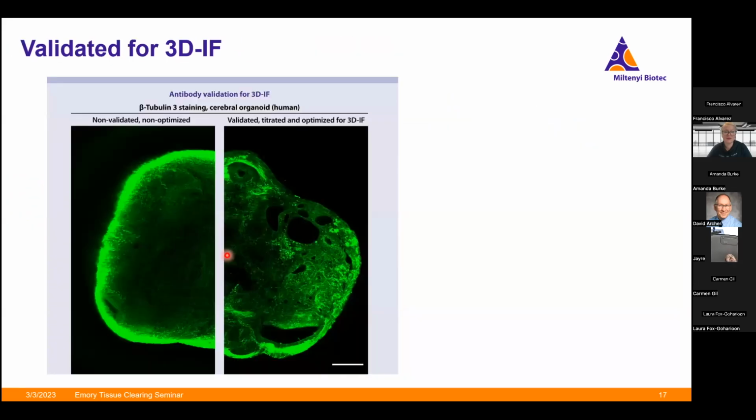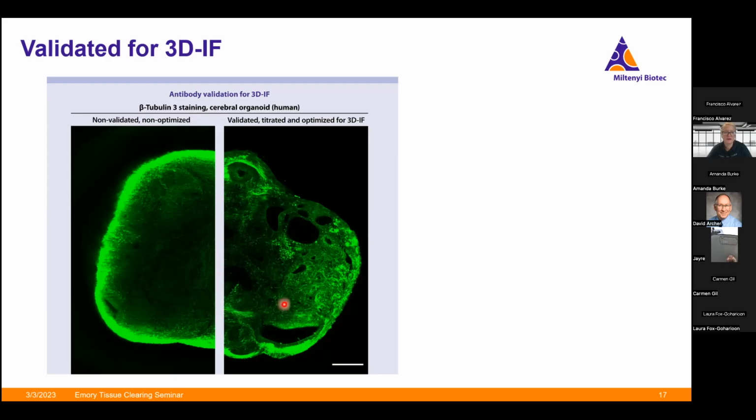But if you can, try and find antibodies that have already been 3D validated. And what do I mean by 3D validated? So these are antibodies that have already been screened for functionality, optimized for tissue penetration, and titrated with a recommended working dilution. So someone else has already done all of that work for you.